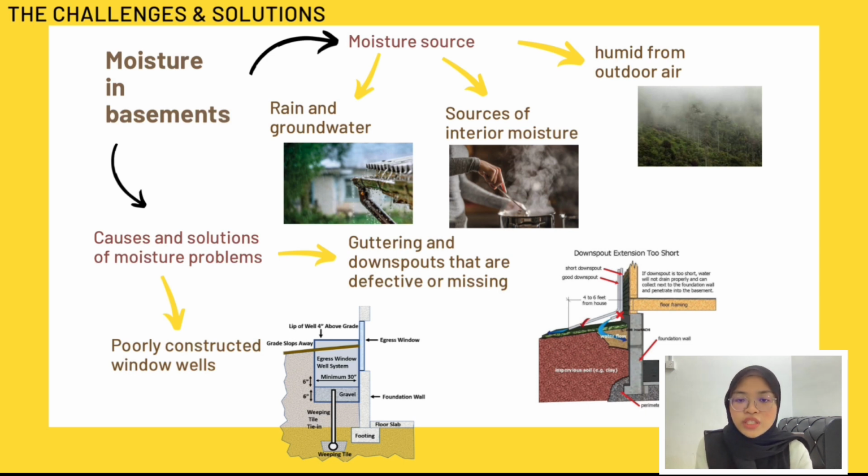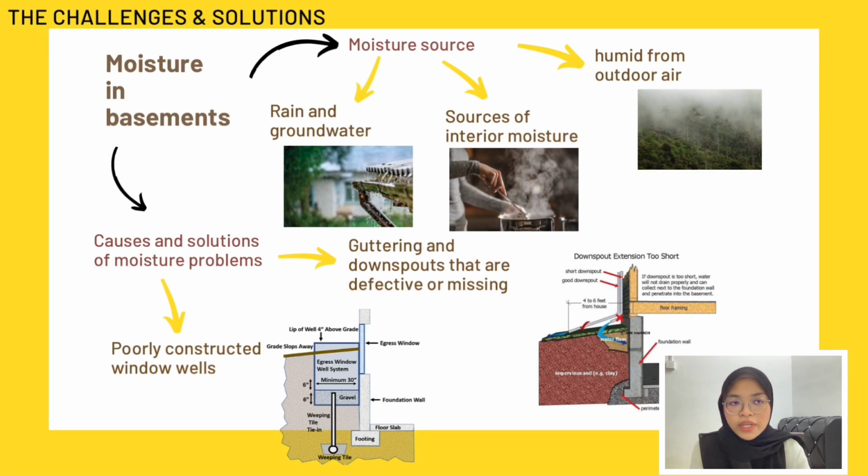And the next aspect is no construction of window wells. The window wells play a significant role in the basement, as they allow light to go through the basement. In order to keep the basement dry, build window wells with a supplemental drain tile extension that extends from the footing to the bottom of the window well.